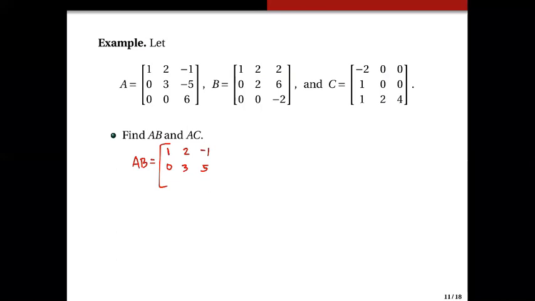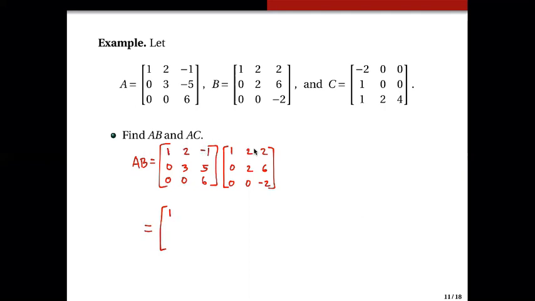Okay, and for the AB, we get 0, 0, 6. Okay, and then for the matrix B, we have 1, 2, 2, 0, 2, 6, and 0, 0, -2. Okay, so if we multiply them, let us see what we'll get. We have first row times first column. So 1 times 1, that's 1. Okay, and then 2 times 0, that's 0. -1 times 0, that's 0. So we'll just have 1 in here.